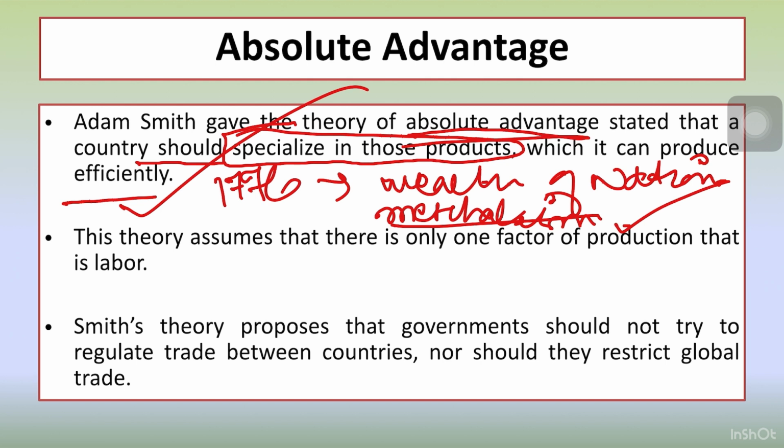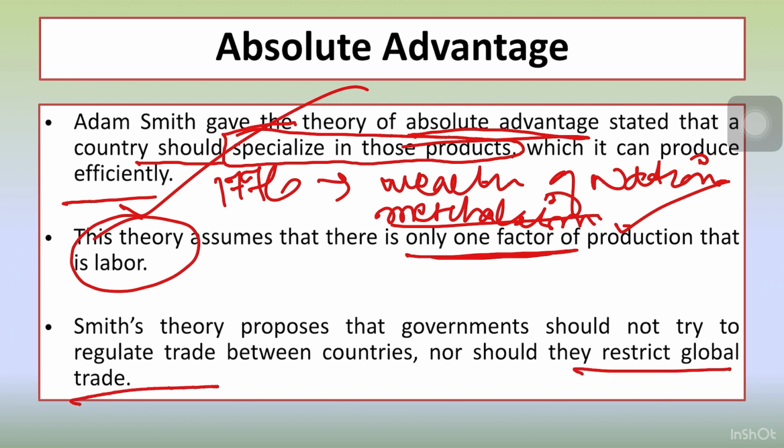Further, this theory assumes that there is only one factor of production, that is labor. Besides this, what Adam Smith proposed is that there is no restriction on trade. A government does not impose any restrictions on trade, and there is free trade for every nation.